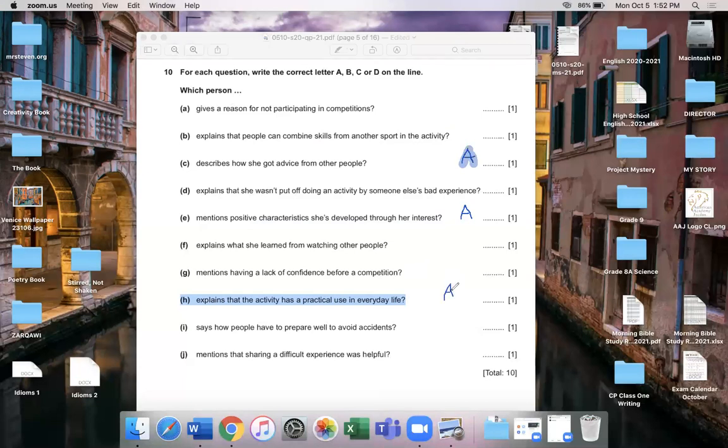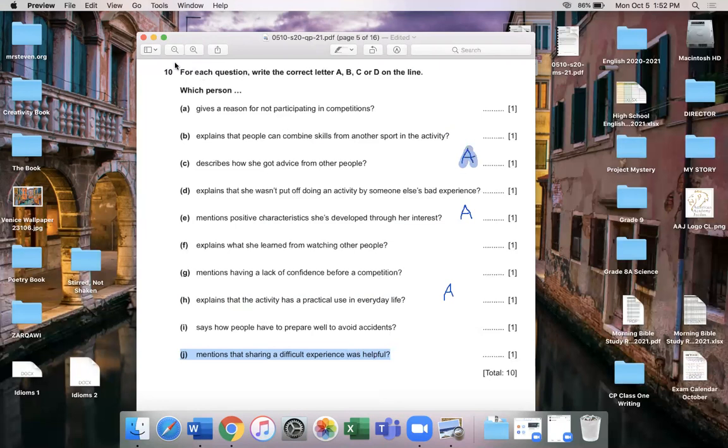Sorry, my handwriting on computers is much worse than on the board. Letter I, she says how people have to prepare well to avoid accidents. She didn't go into detail about that. No, she didn't say it. And J mentions that sharing a difficult experience was helpful? No, I don't think that fits her.